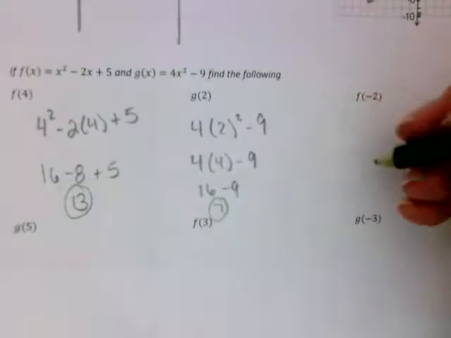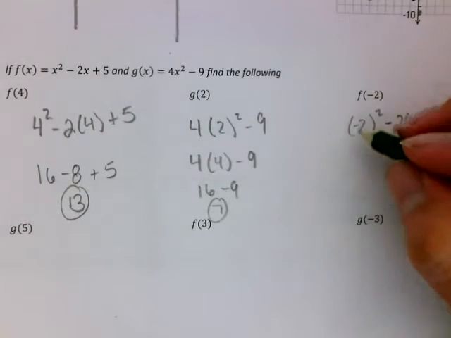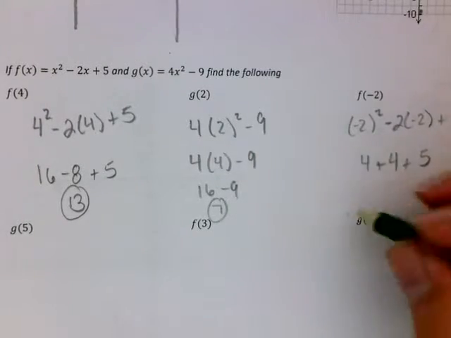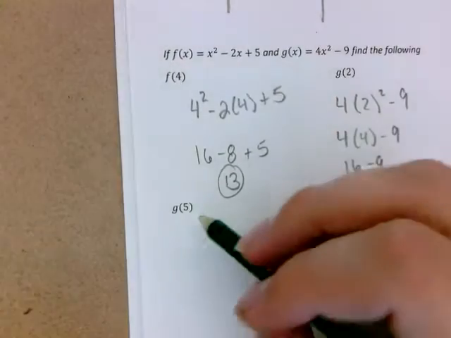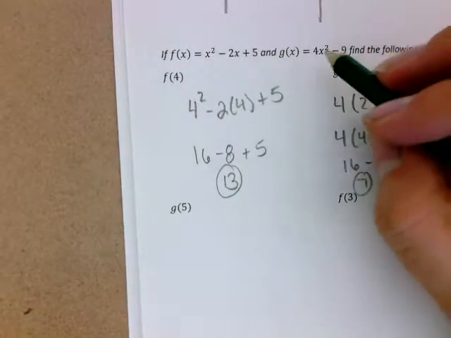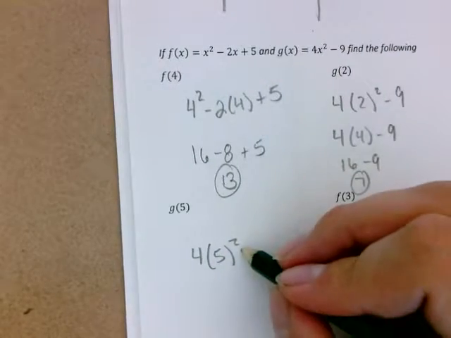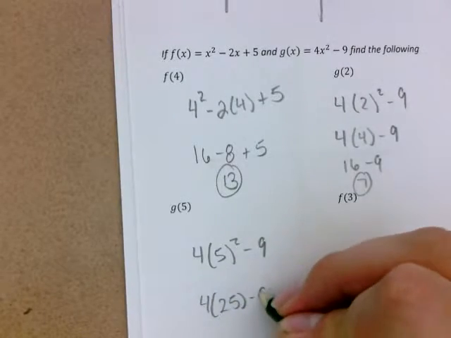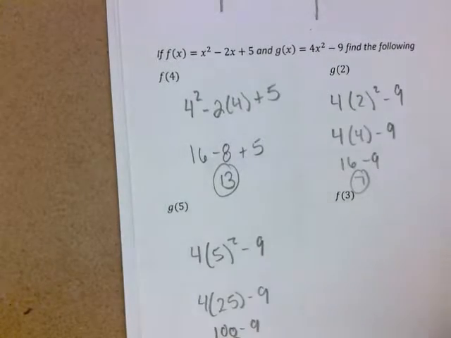-2 goes into that one, so it's -2 squared minus 2 times -2 plus 5. This is 4. This is plus 4. This is plus 5. So it becomes 13. G of 5, we find g for that one. 4 times 5 squared minus 9. 5 squared is 25. Minus 9. 4 times 25 is 100. Minus 9, which equals 91.